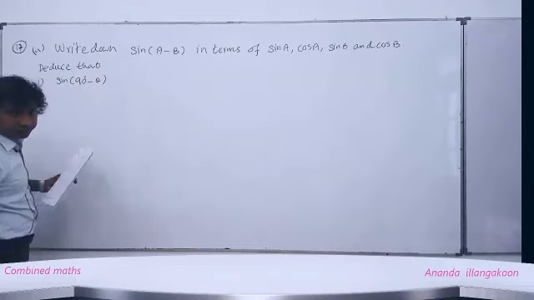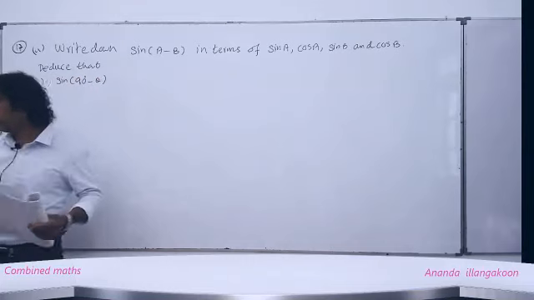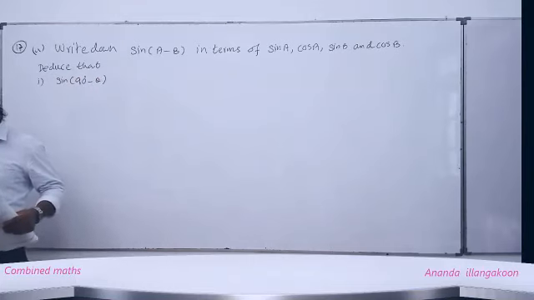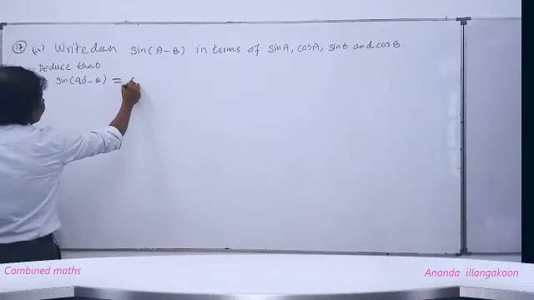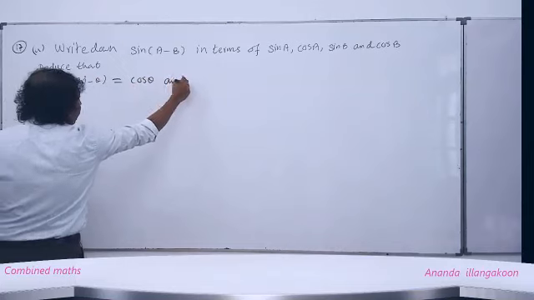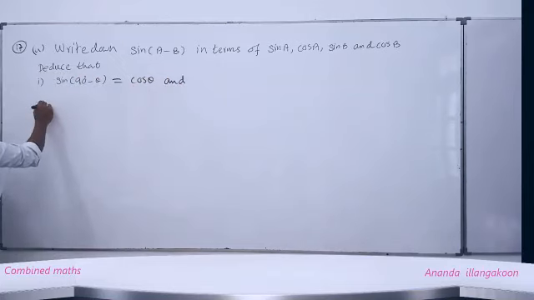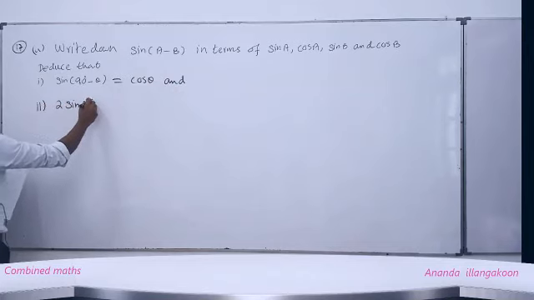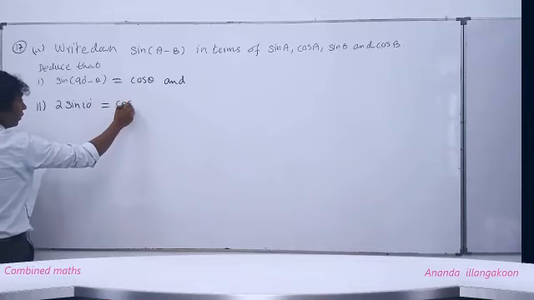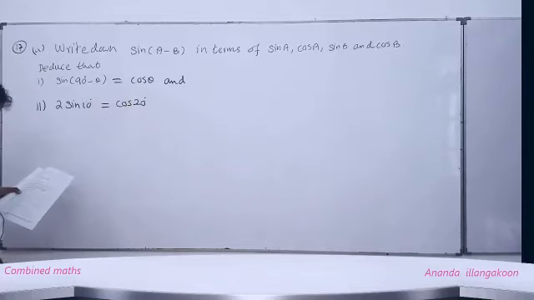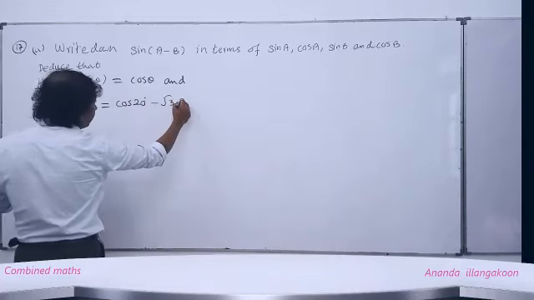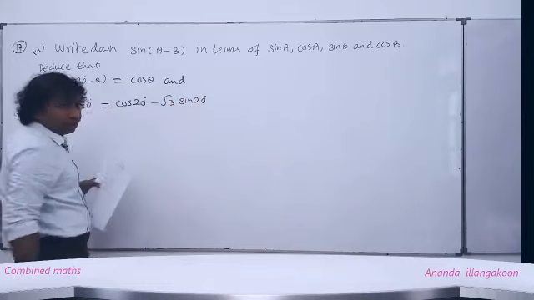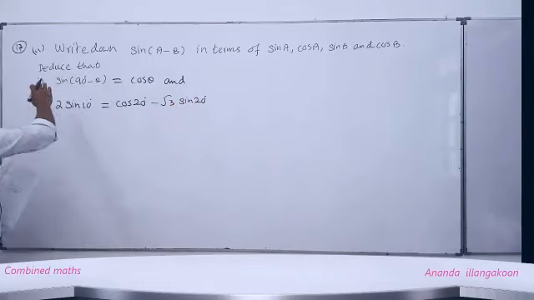First one. Sine 90 minus theta equals cos theta. And number two: 2 sine 10 equals cos 20 minus root 3 sine 20. That's the part A, right? Part A is this.